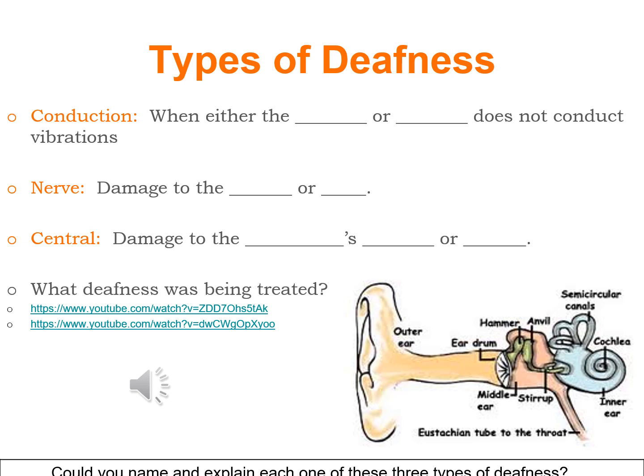Let's last consider central deafness. Now, we introduced the term central back in the biology chapter, chapter 3. Do you remember the context? Central nervous system. You might remember the two parts of the central nervous system are the brain and spinal cord. So in central deafness, the person has suffered brain damage.